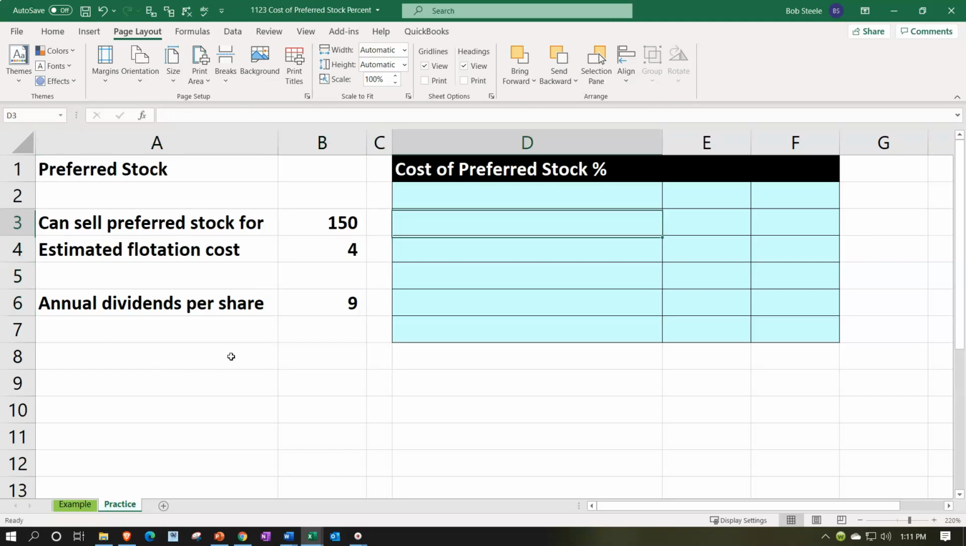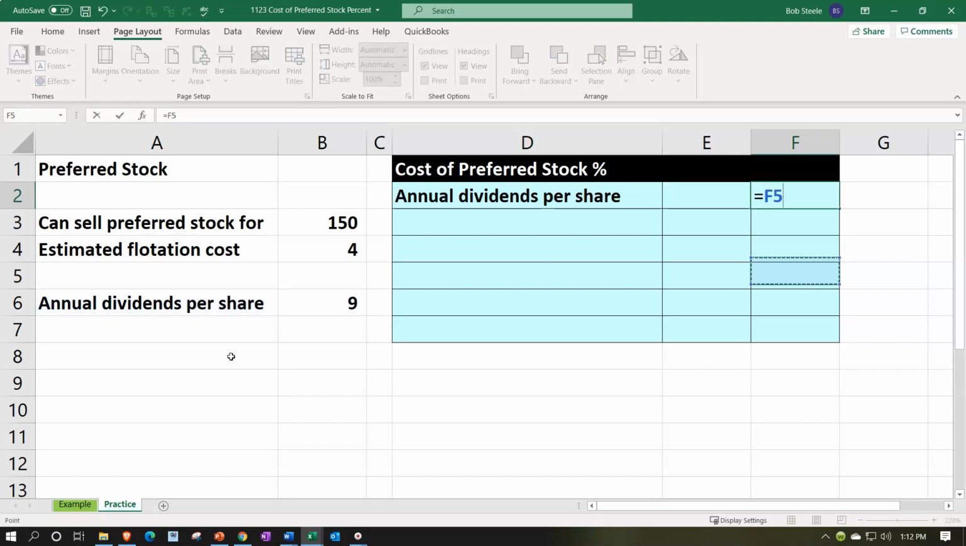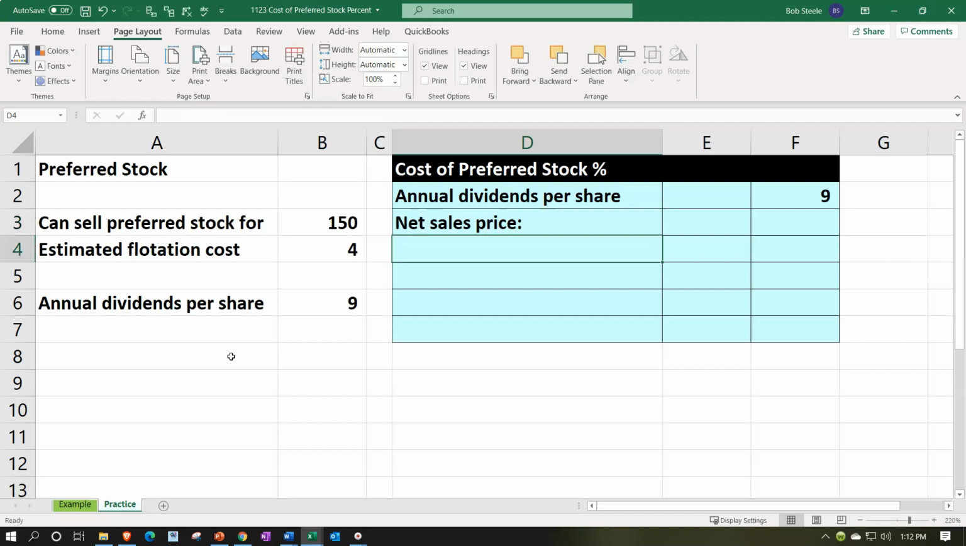So we're going to say, all right, what's the cost of preferred stock in percent? We can take the annual dividends. Let's start with the annual dividends. That's the major cost that we have, which is going to be the $9. And then I'm going to say the net sales price, let's call this, because I'm going to subtract out what we're going to get, the $150 minus the cost of us getting it, the $4.